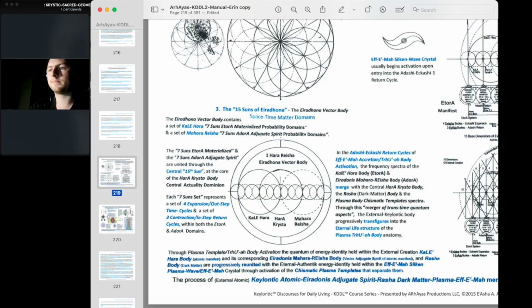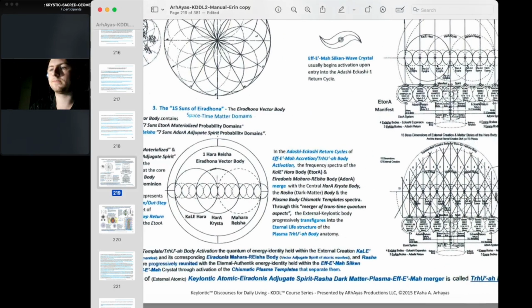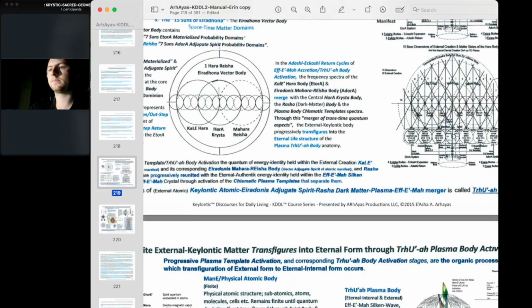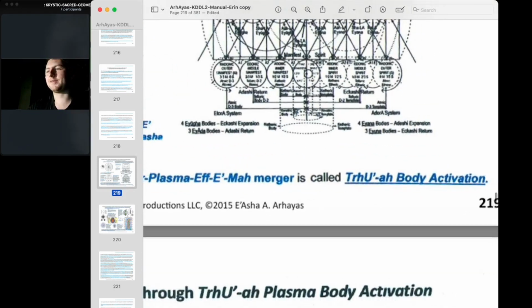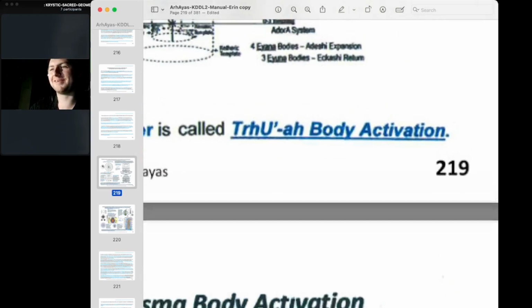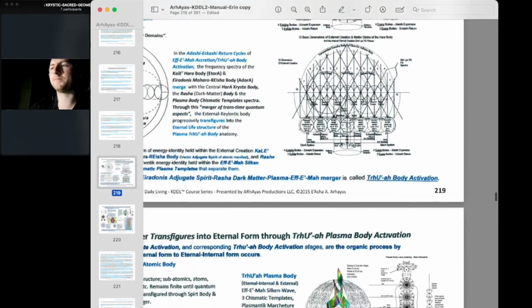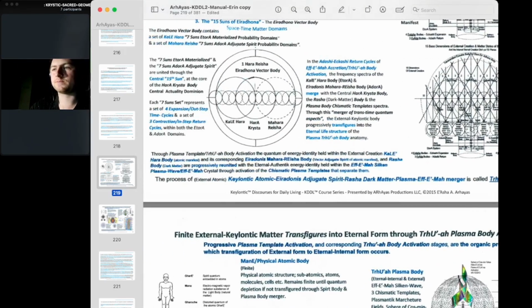That is combining with the dark matter body. So this is all spirit body. So we have Kelantic atomic, Iridanus adjugate spirit, Rasha dark matter, plasma ethema merger is called Trua body activation. So probably our next couple study groups is just going to be talking about what the heck all that means.